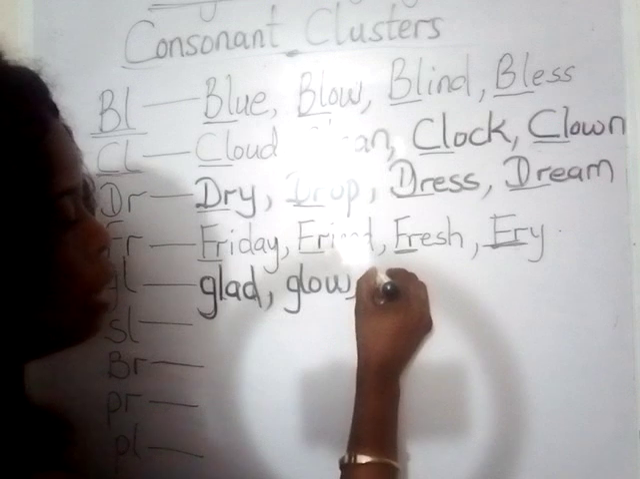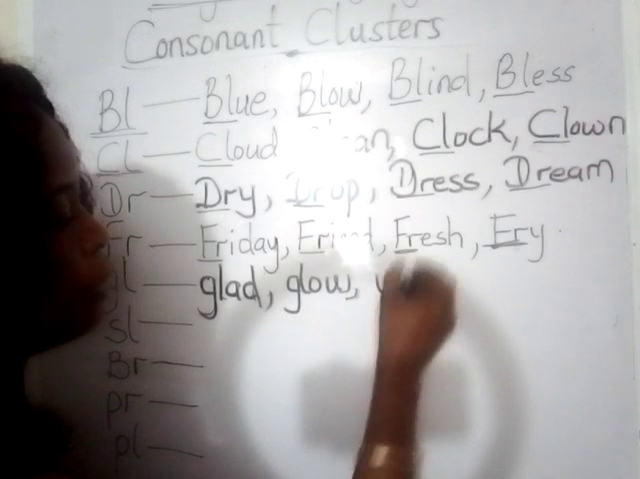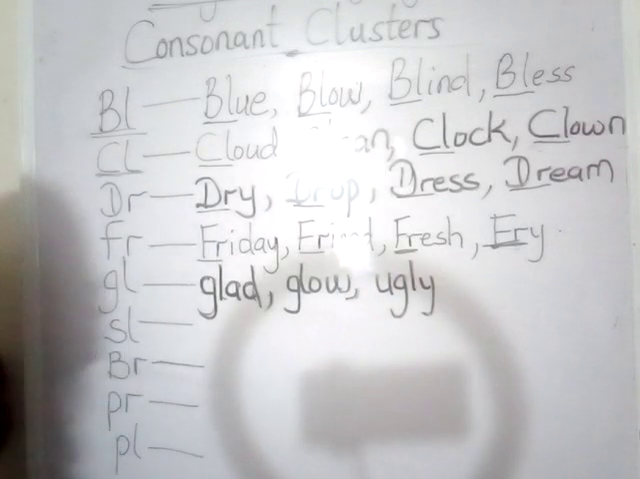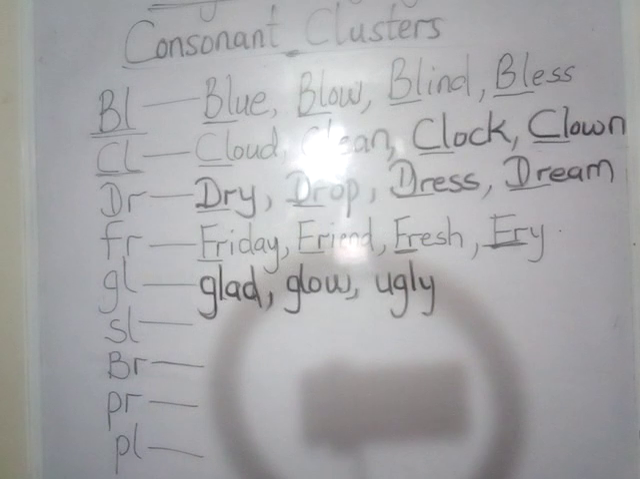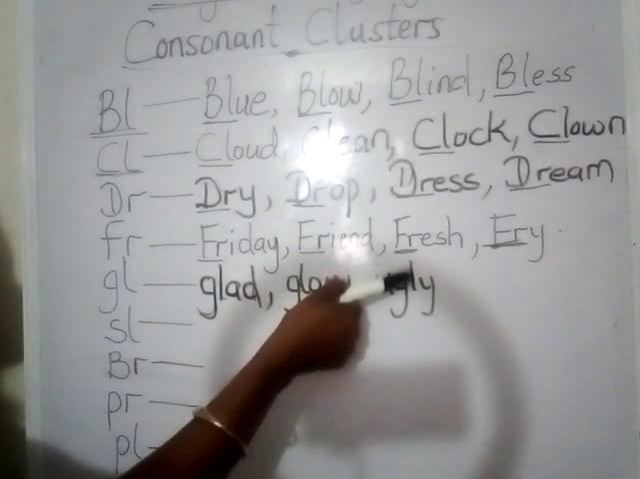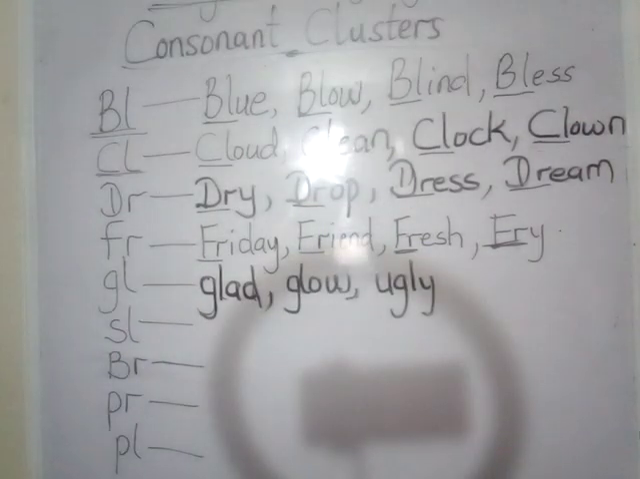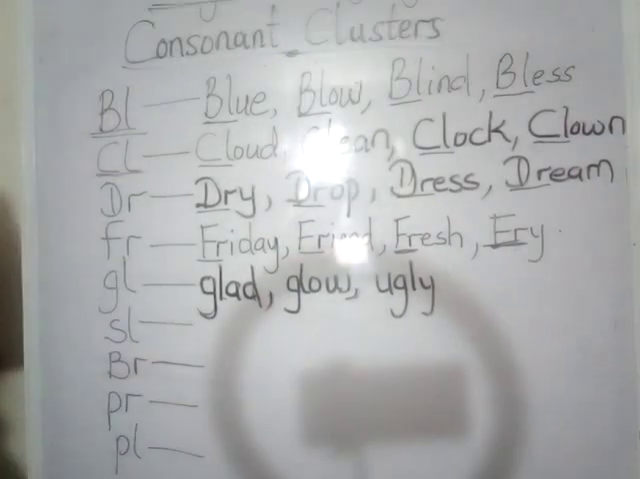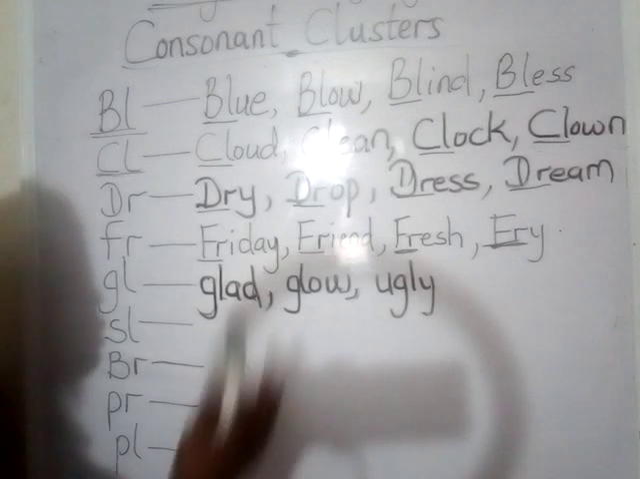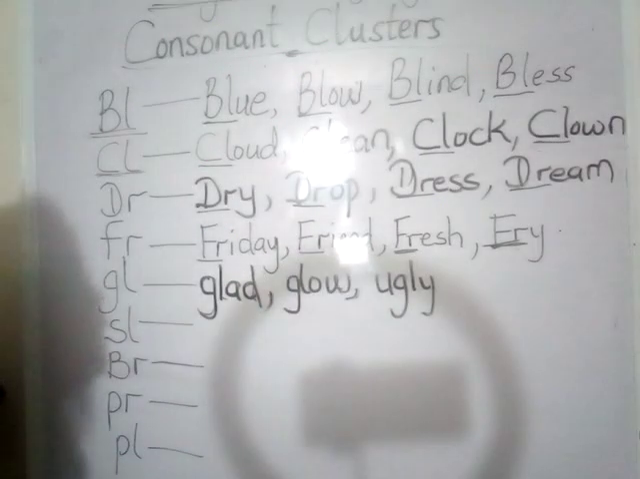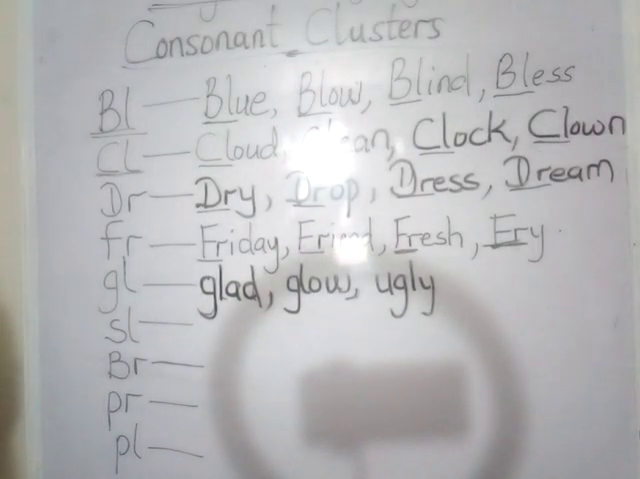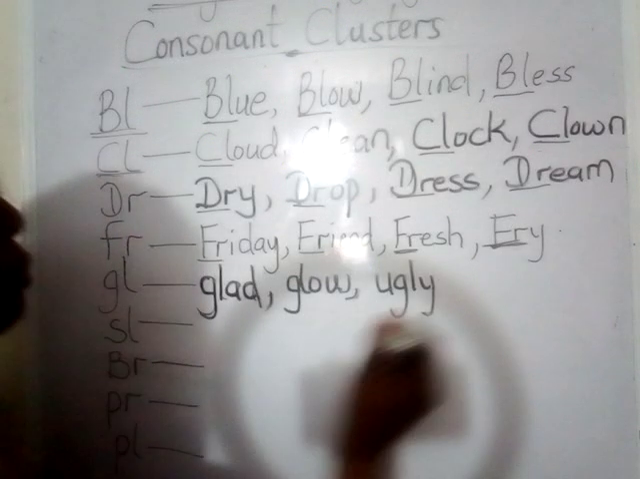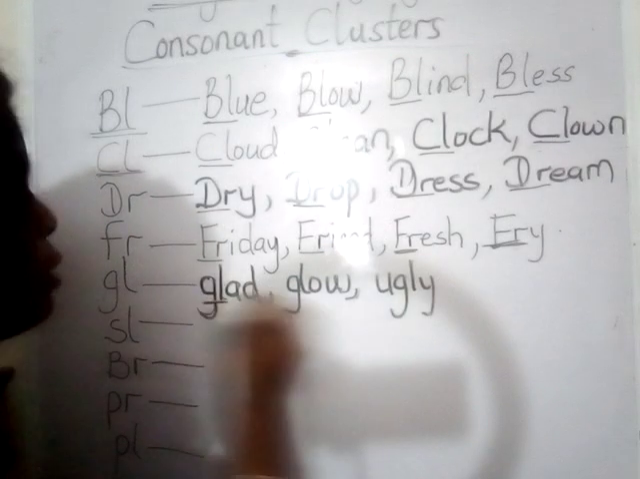good. I like this next example. Ugly. We see that it's not in the beginning, it's like in the middle. Okay, just to prove to us that consonant clusters don't occur only at the beginning of words, but that they could occur in the middle of words or at the ending of words. So you have ugly. Let me underline that.